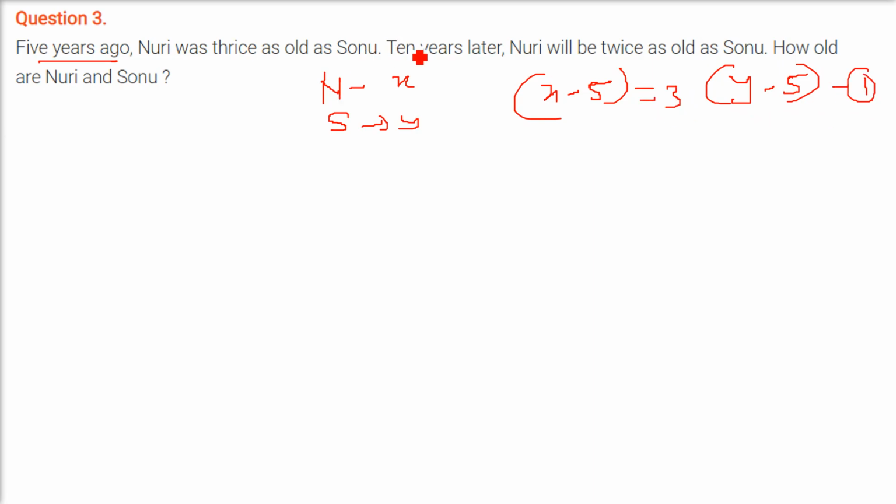The second equation, let me formulate the second one. 10 years later. Now when 10 years later, that means Noori will be 10 years older and Sonu will also be 10 years older. So we have to add 10 to both of them. Now 10 years later, Noori will be twice as old as Sonu. So this is our second equation.